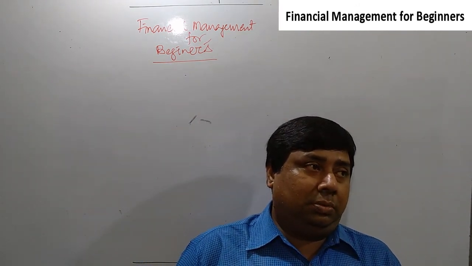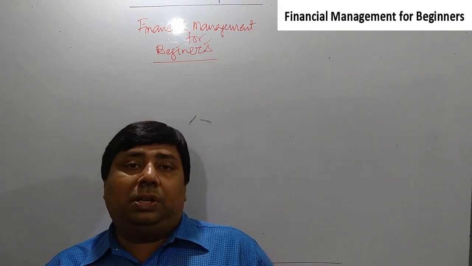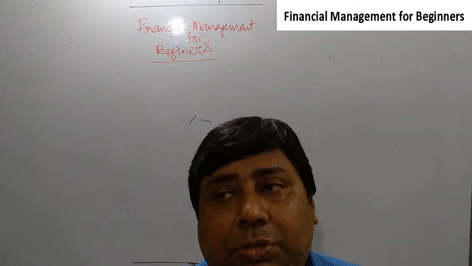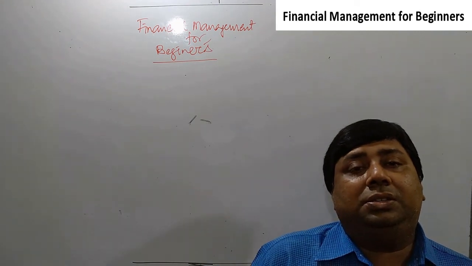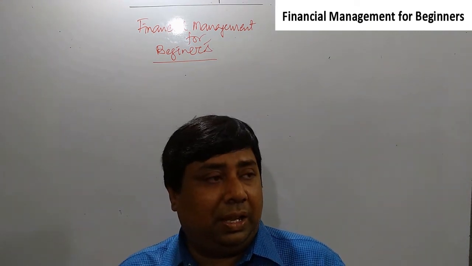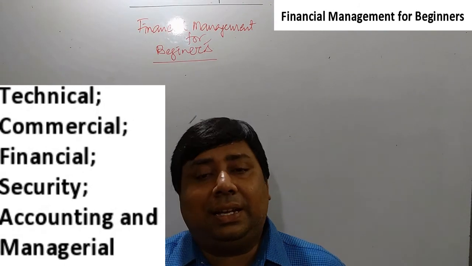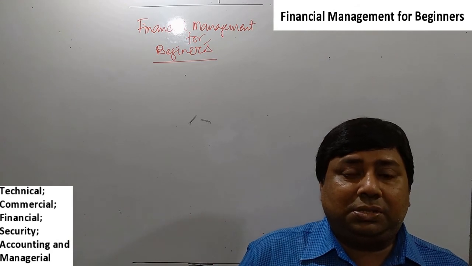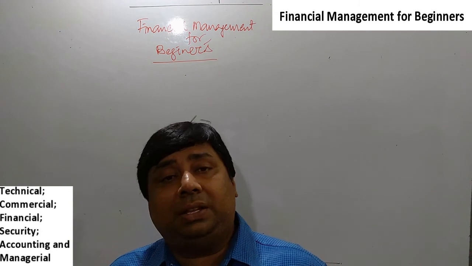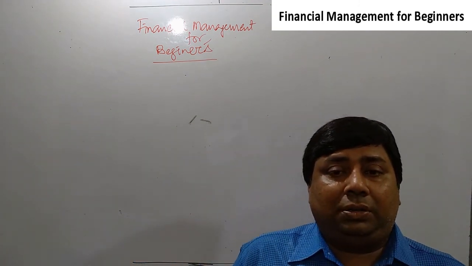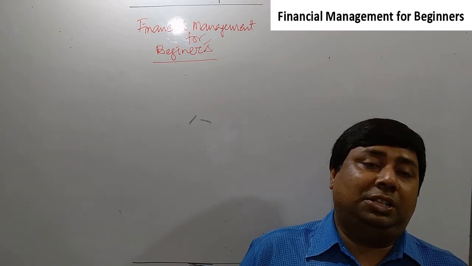Before considering financial management, I must say that first we have to consider management itself. Fayol, in his classical approach of management, classified industrial activities in six divisions. Such activities are technical activities, commercial activities, financial activities, security activities, accounting activities and managerial activities. From there, the approach of financial management was added with the concept of management.